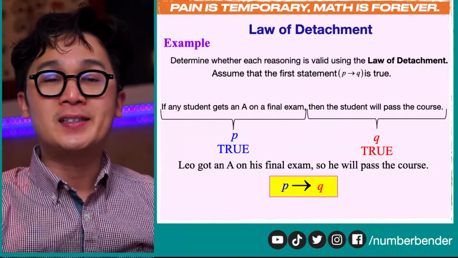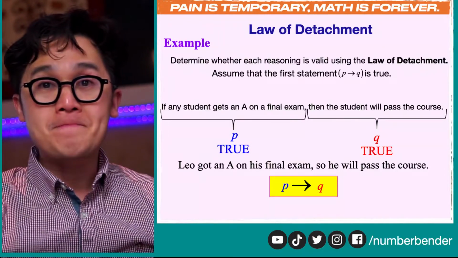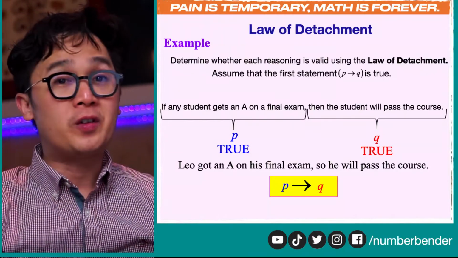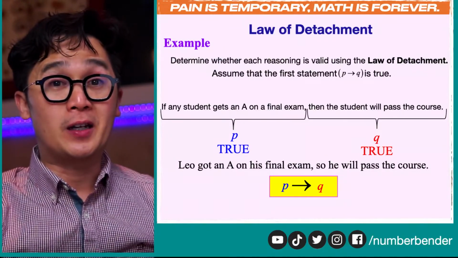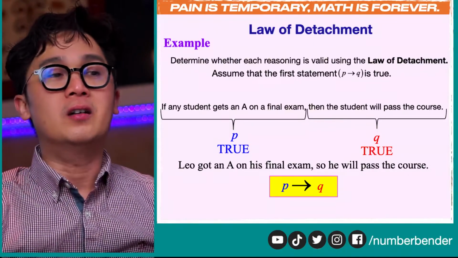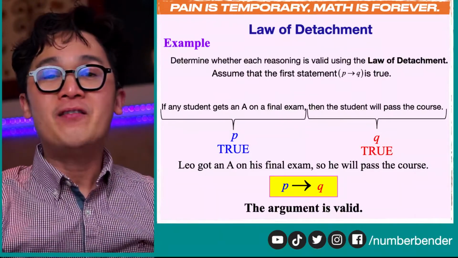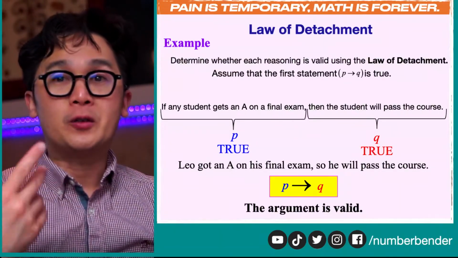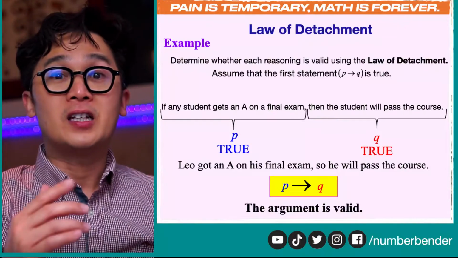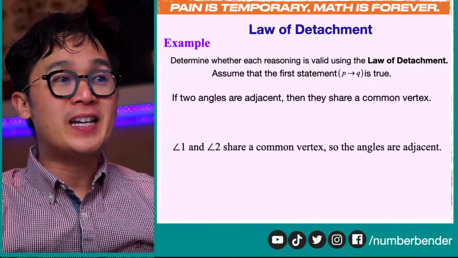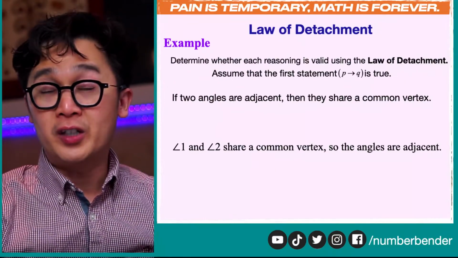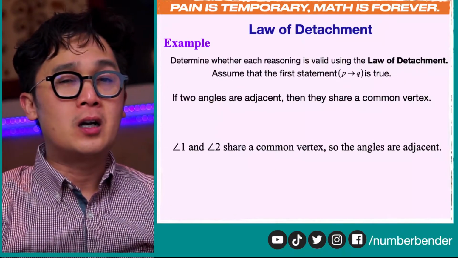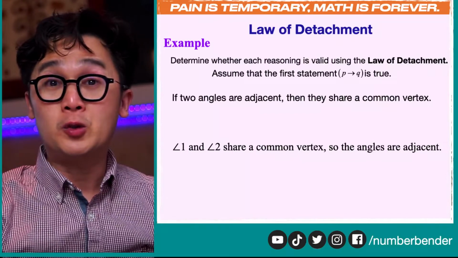So this is how we use the law of detachment, by proving that our statement is a valid true conditional statement. So let's have another example on how we use the law of detachment. Let's say that if two angles are adjacent, then they have a common vertex. That is our initial statement that is assumed to be true.